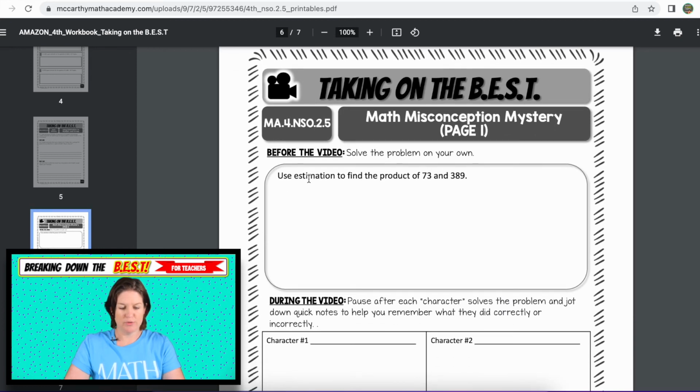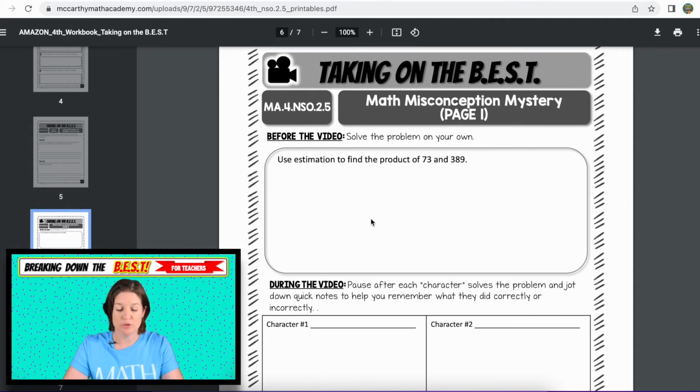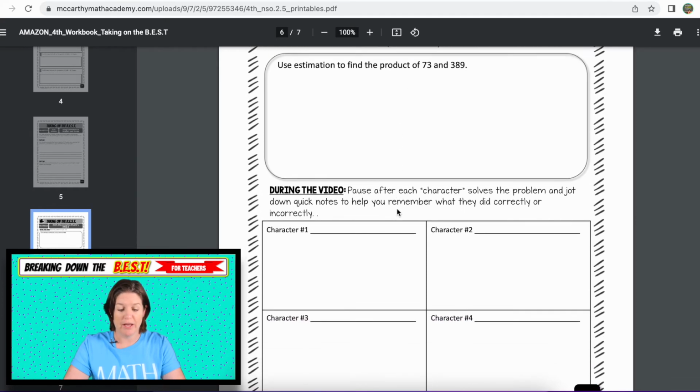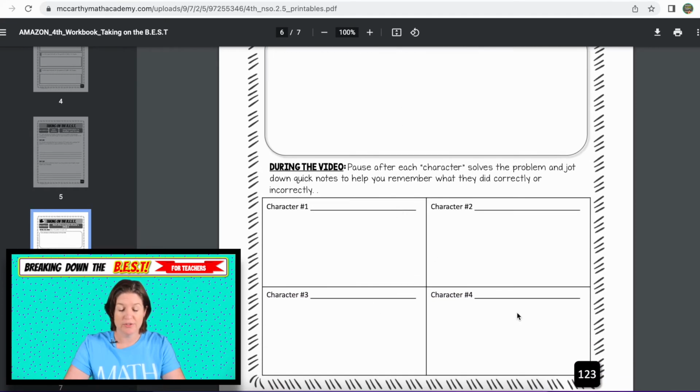This is the problem. Use estimation to find the product of 73 and 389. So for this problem, students would have to just estimate to determine a proper estimation for the product of 73 and 389. And we will have 4 characters solve that problem in the video. Those characters are just me dressed up as a silly character. 3 of them will make a common mistake that students make, and 1 of them will solve it correctly.